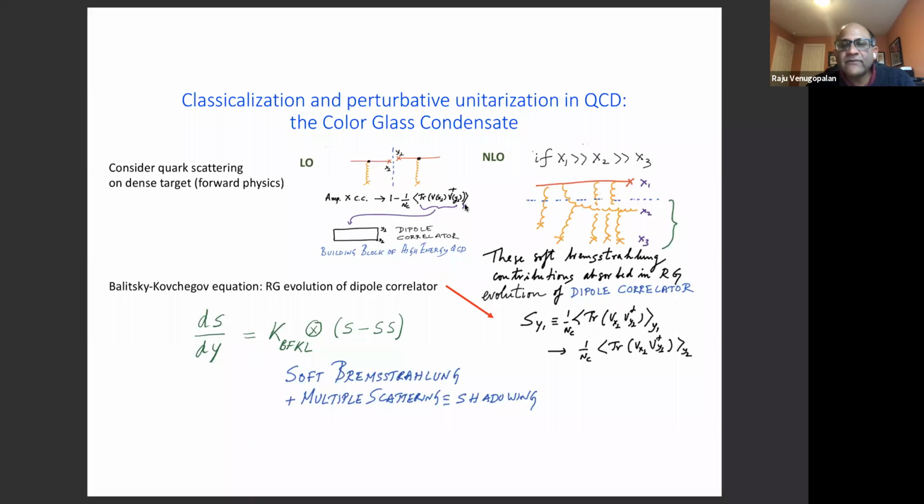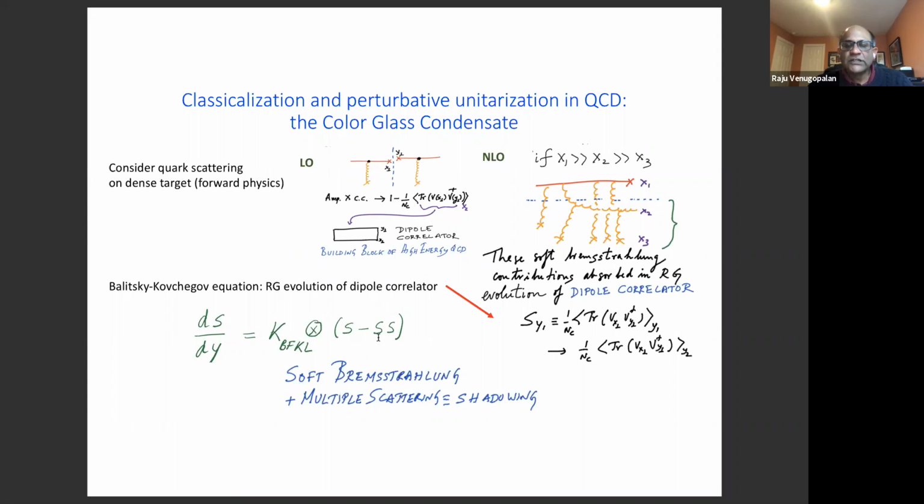So in other words, if I have such an object, the dipole, which I represent as S, at some rapidity here, and then I emit the soft gluon, then at the next rapidity I get the same kind of dipole, except now the connection between these two can be represented as an RG equation. The change in this S matrix, as a trace of two Wilson lines, with rapidity can be written as a kernel, the BFKL kernel, times S minus SS. Because I included all these multiple scattering contributions to all orders in rho, I have these nonlinear terms as well.